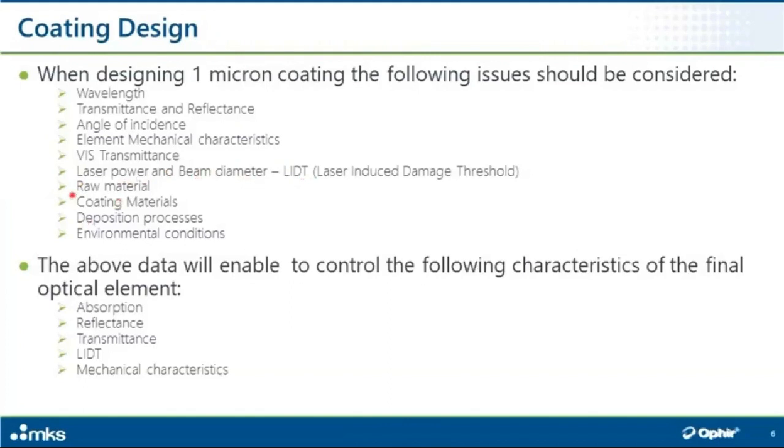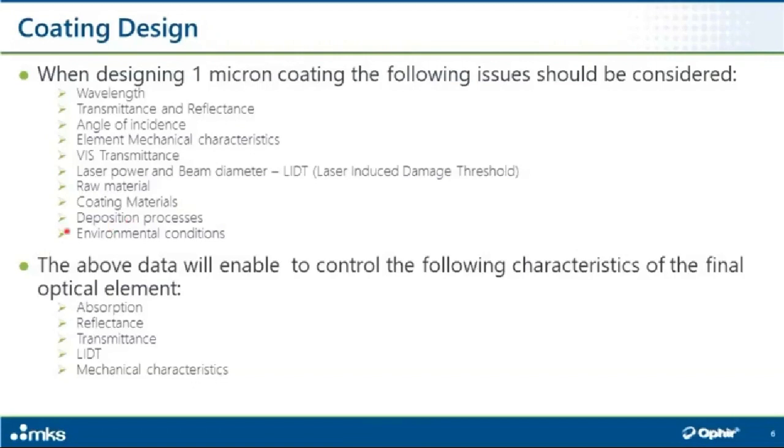Next parameter is the raw material, of course. The typical material for 1-micron optics is fused silica, but there are many grades, and we must specify the precise grade that we are going to use. Another parameter is the coating materials which we use. We have a variety of coating materials. Each material has its own advantages and disadvantages, and we must take it into account when we design the coating layers.